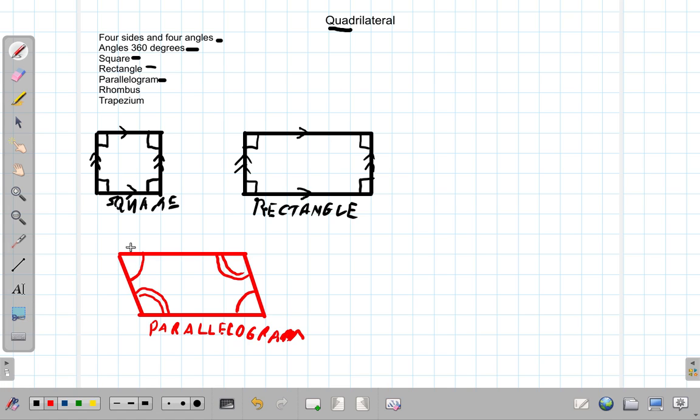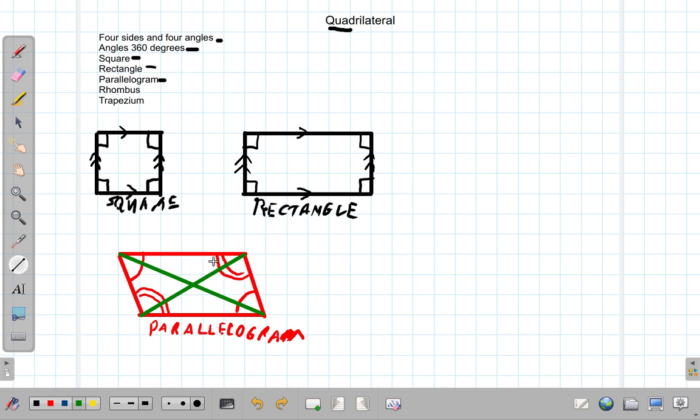Now the diagonals bisect each other. Let's see what that is talking about. If you have a diagonal here and a diagonal here, the length from here to here is equal to the length from here to here. So this diagonal going from upper right to lower left cuts the other diagonal in two halves. It bisects that diagonal.